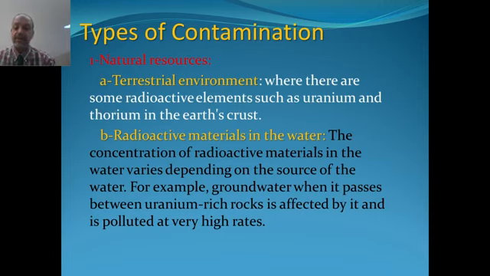For example, groundwater: when rain falls and the water runs through the ground, through rocks which are uranium-rich, like granite which has uranium, it's affected by it. So it's polluted at very high rates. Over many years, there is a high concentration of uranium in the groundwater.